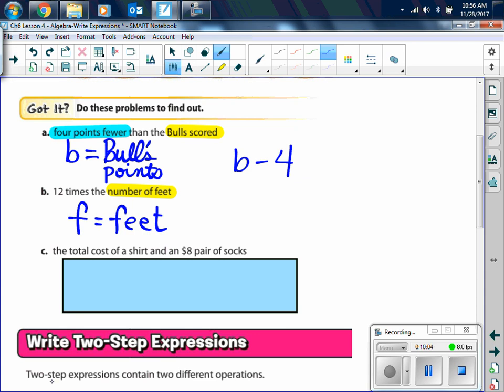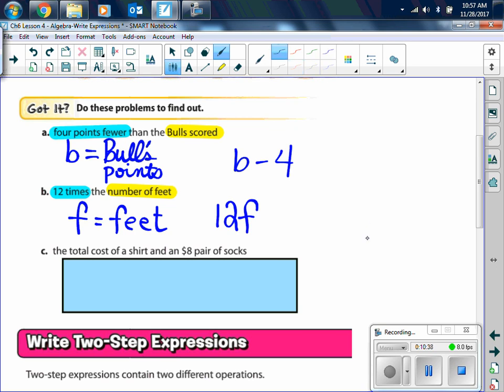Okay? So what are we going to do with that? Right, because it says 12 times that amount. So 12 times that amount, that means we're going to multiply 12 times the number of feet, so that's going to give us 12f. In algebra, when we write multiplication with a number and a variable, we always put the number first. Okay? So this is 12f. That means 12 times f.